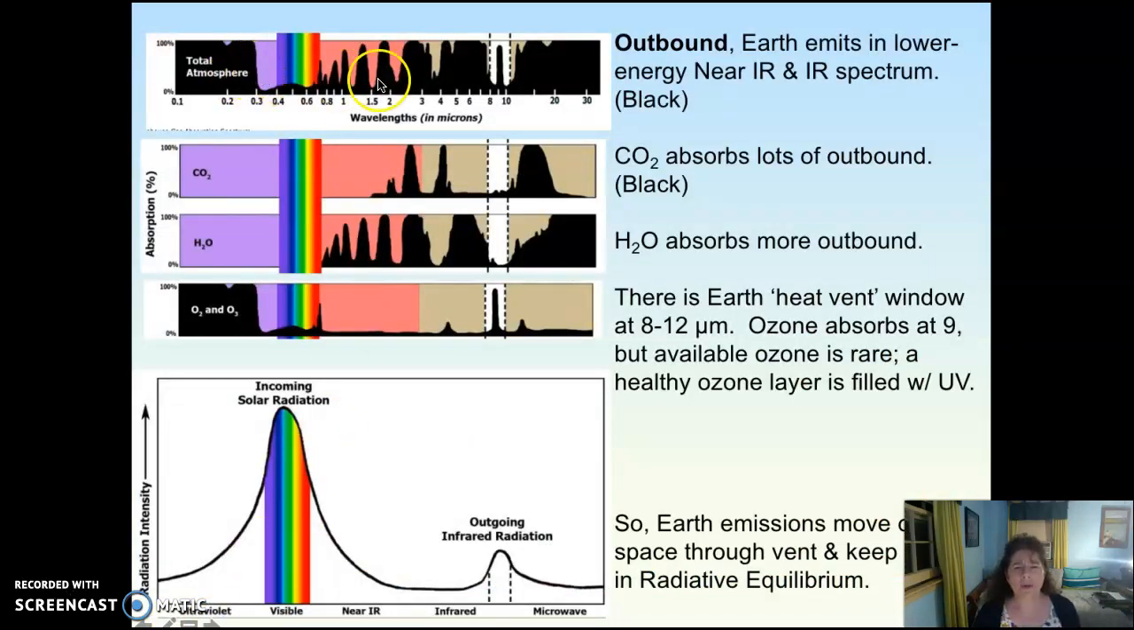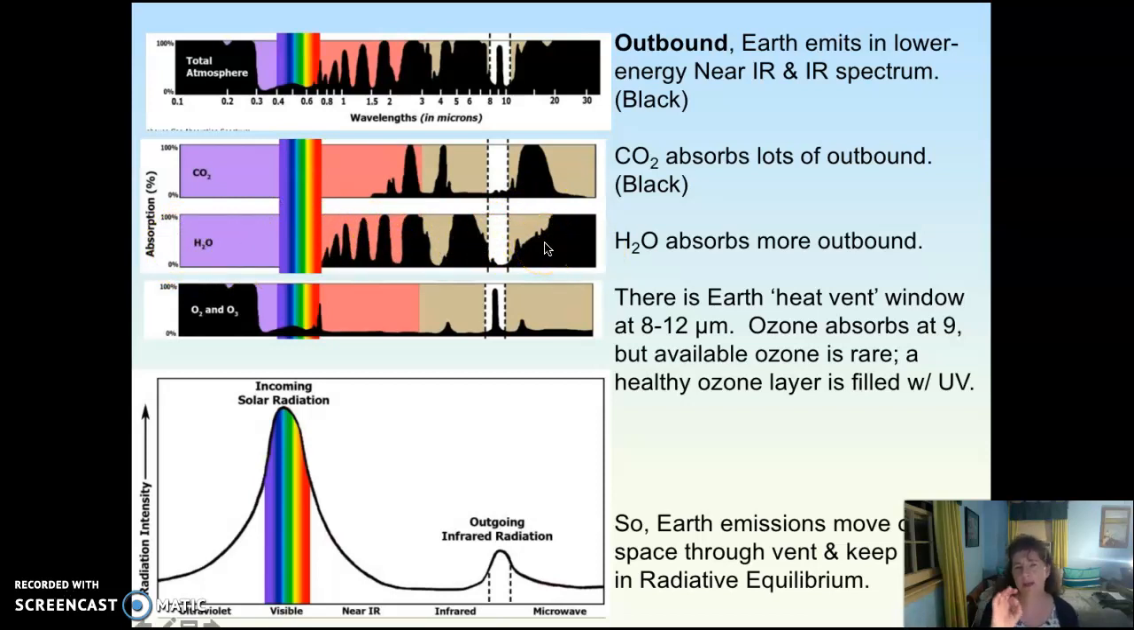On the way out, outbound, the Earth is emitting everything in black here. Look, it's a longer wavelength than the visible wavelengths. The Earth is emitting the longer infrared wavelengths that are lower energy. When it emits that, it runs into CO2 up in the atmosphere. The CO2 absorbs quite a bit of the outbound energy. Look at the water vapor. It absorbs a lot more of the outbound energy.